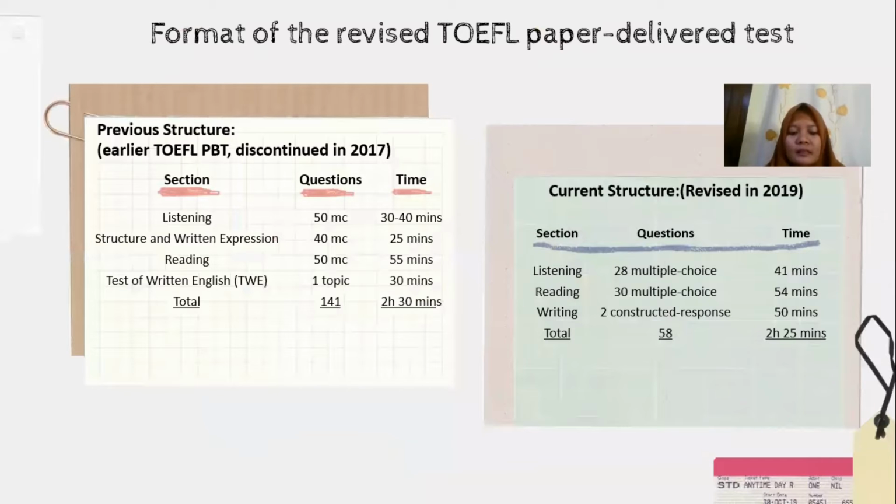Next, we will see the difference between the earlier TOEFL PBT and the revised one based on the structure. The earlier TOEFL PBT has 4 sections, including listening, structure and written expression, reading, and test of written English, while the latter has only 3 sections, namely listening, reading, and also writing.